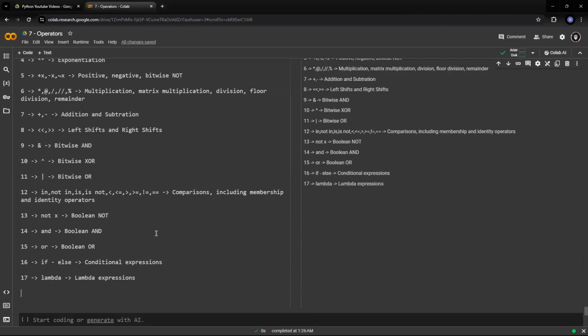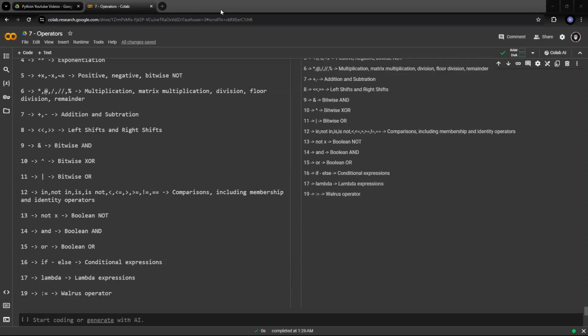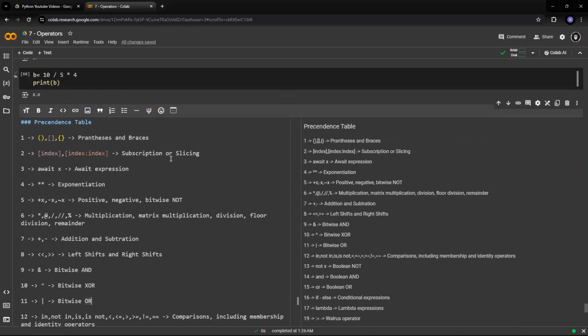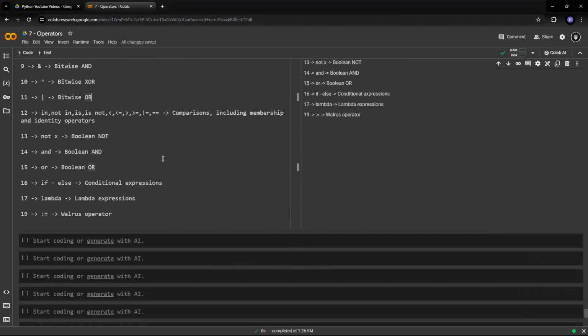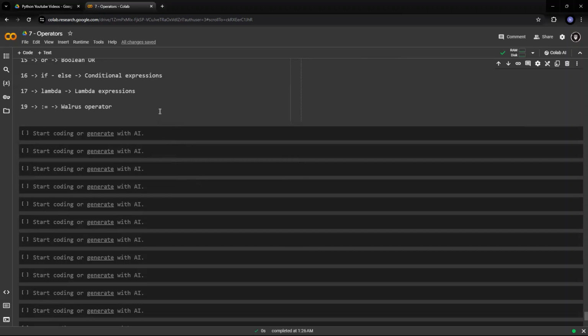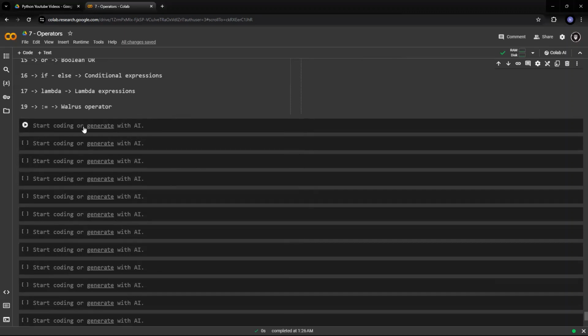And lastly is your walrus operator. So walrus operator is denoted like this. That looks like a walrus seat. So this is a walrus operator. So this is your operator precedence. There's a kind of table that you can refer to for how your operators will get operated while you're running an expression.